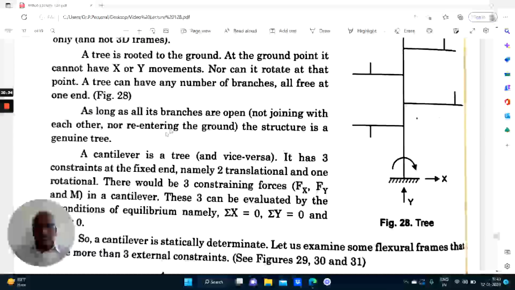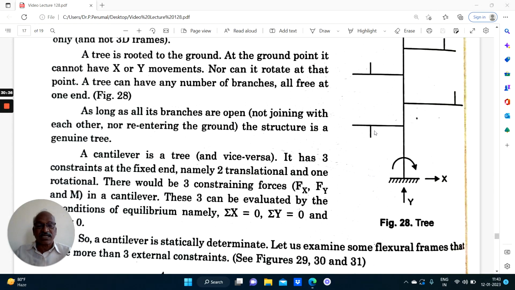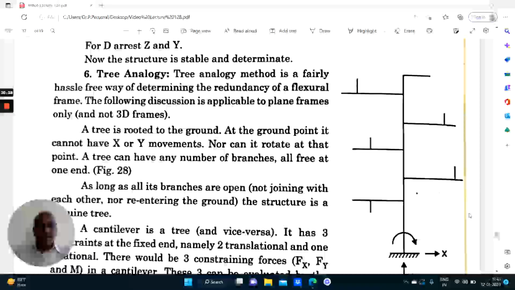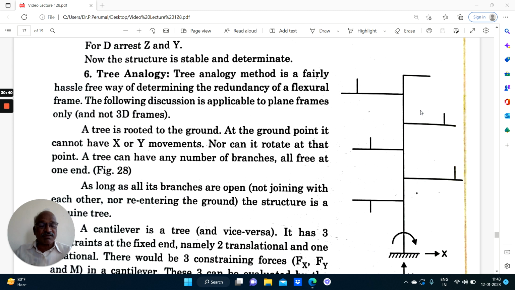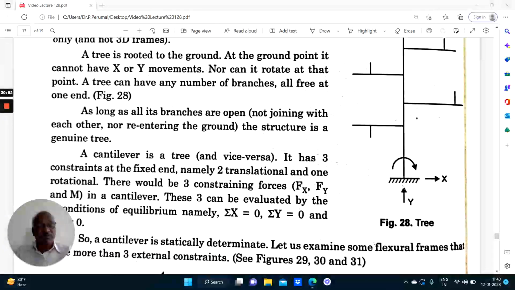But what we simply do is, I'll just simply explain. Now what we are going to do is, we are going to convert the given frame into number of trees. A tree is rooted to the ground. It will not move in the x direction, will not move in the y direction, and also it will not rotate. There are 3 reaction components.